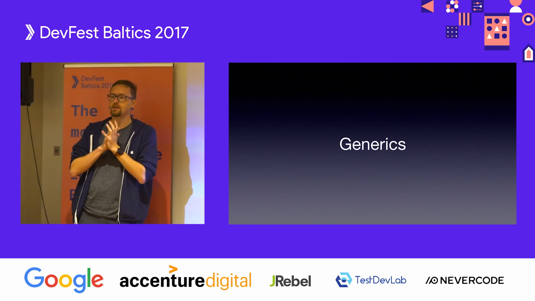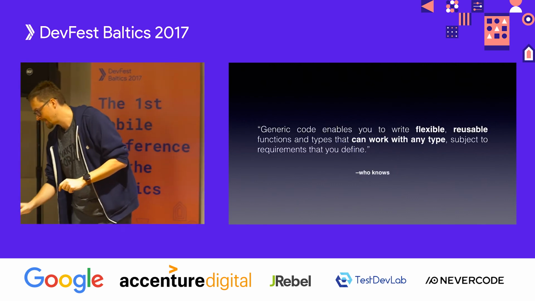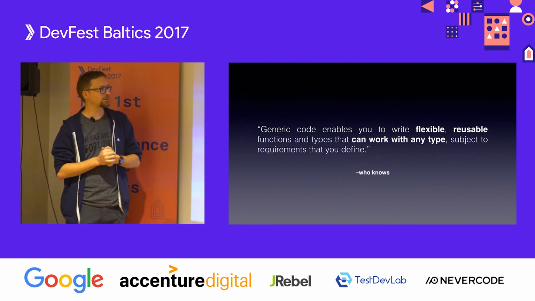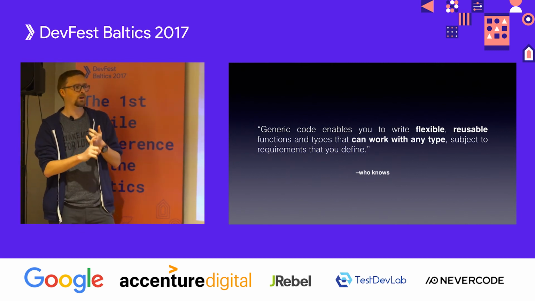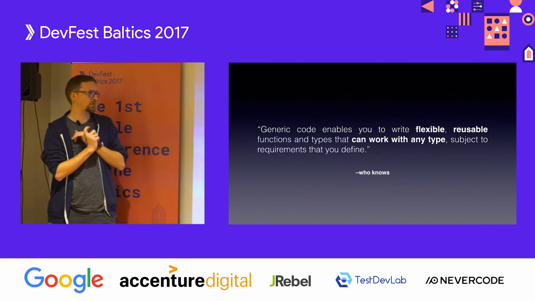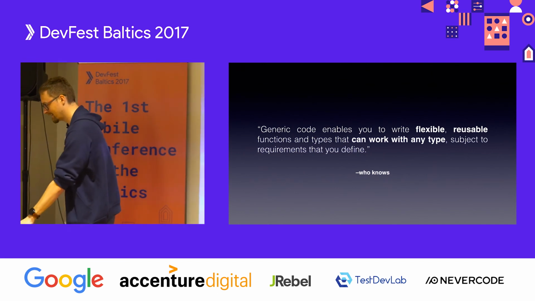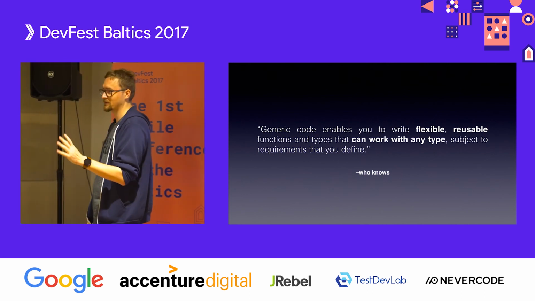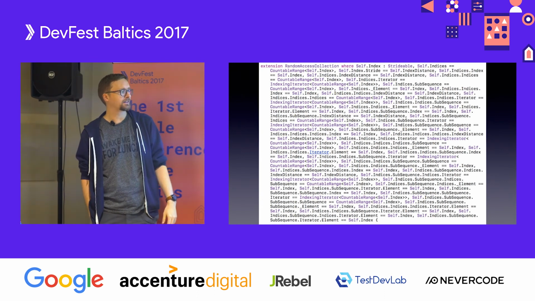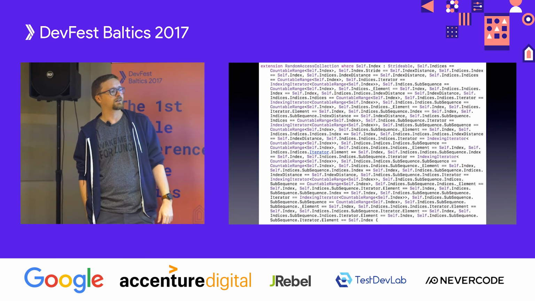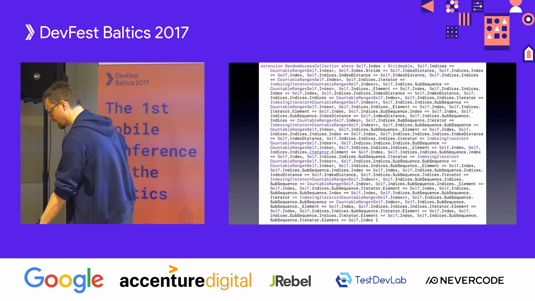Generics. You know what generics is, right? Yeah. Generic code enables you to write flexible, reusable functions and types that can work with any type and are subject to requirements that you define. They are the constraints. If some of you wonder how generics may look, this is a real-world example. I got it once, it was generated when I was dealing with generics. Yeah, it's very, very beautiful.